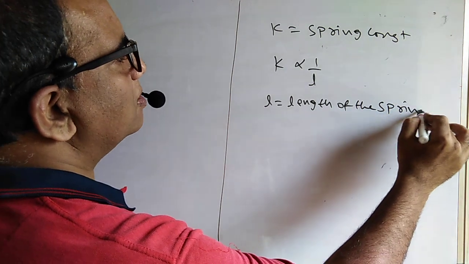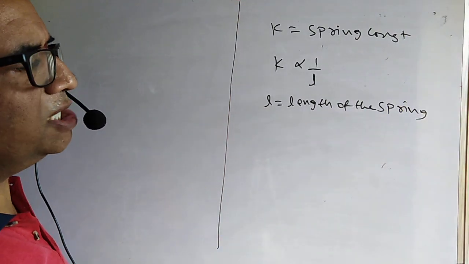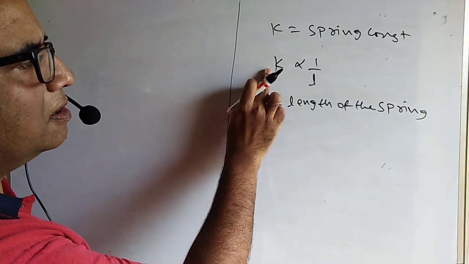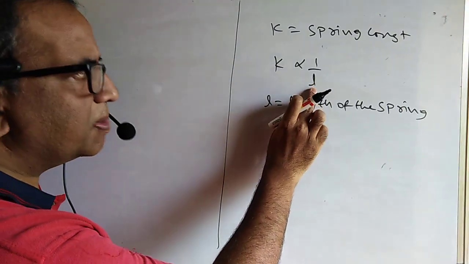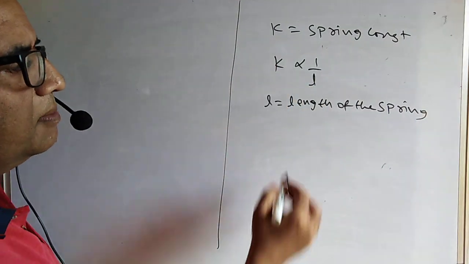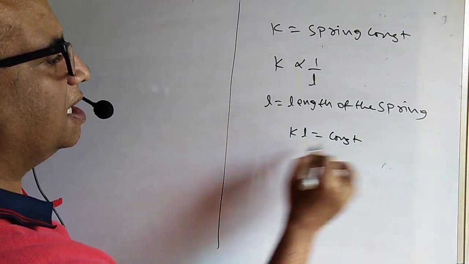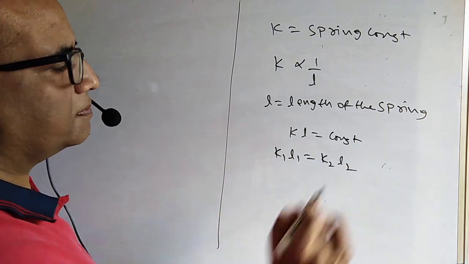See here, the spring constant basically depends upon what? It depends on the length of the spring. Means, the more the length of the spring, the less the spring constant. The less the length of the spring, the more the spring constant. So you can write K into L is equal to constant. Therefore, you can write K1 L1 is equal to K2 L2.